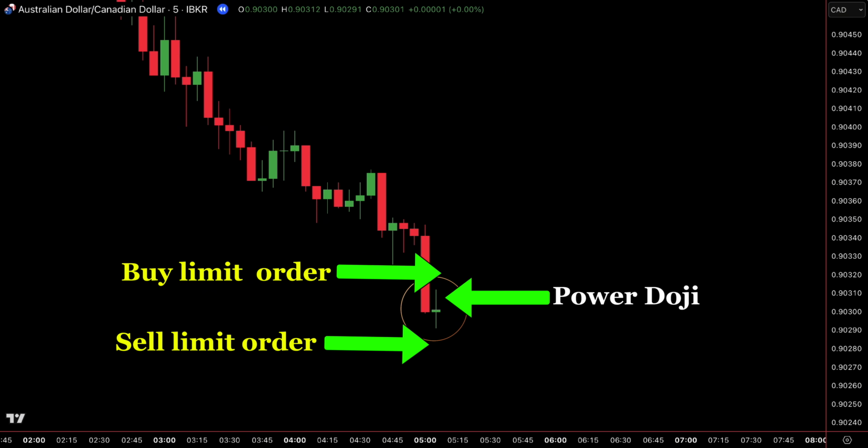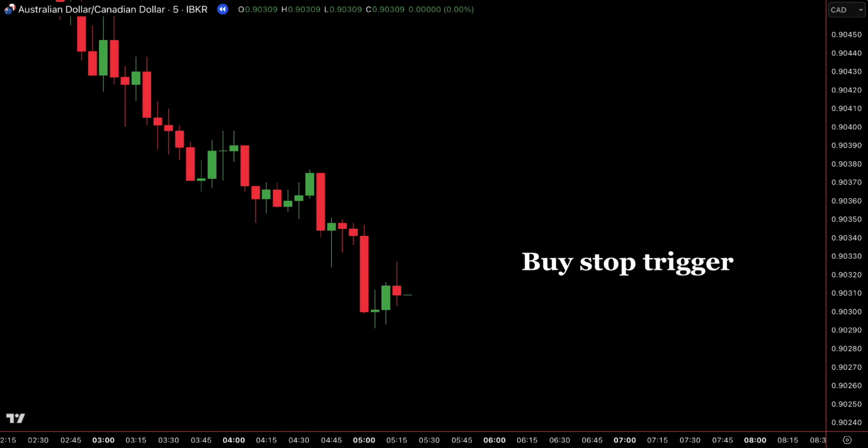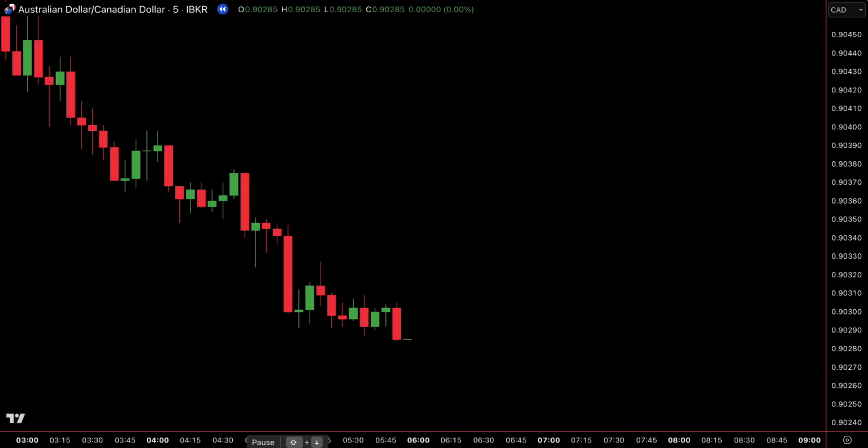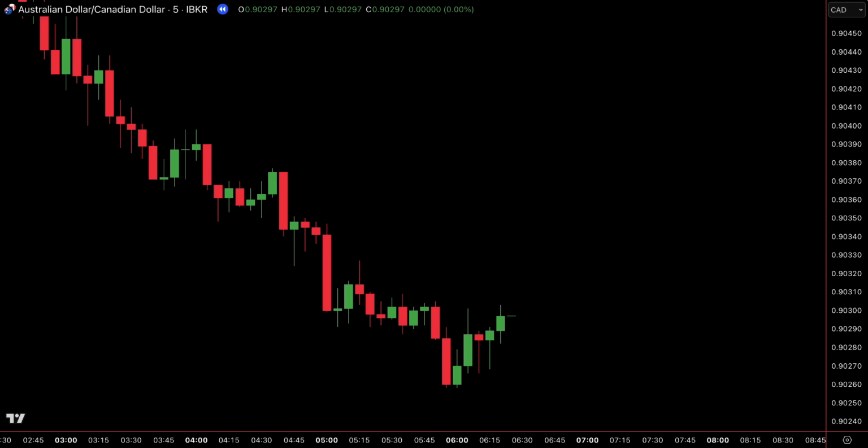Smart money knows this, so what do they do? They push price slightly higher first, just enough to trigger the buy stops of the traders trying to catch the reversal. Then, they slam price down below the Doji's low to activate the breakout sellers. With both sides now trapped and liquidity collected, the market snaps back up with force.